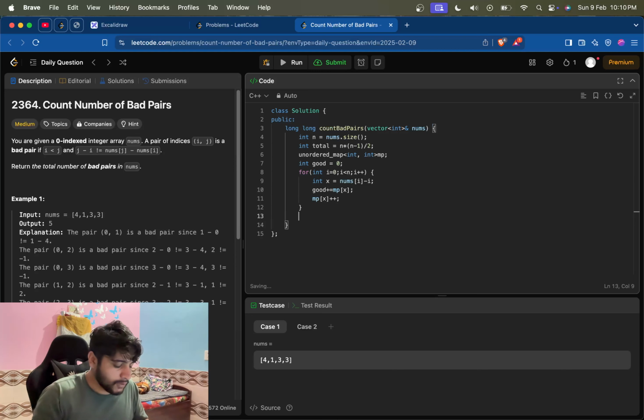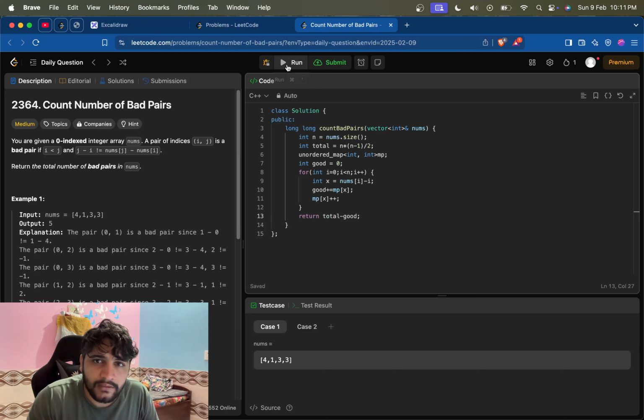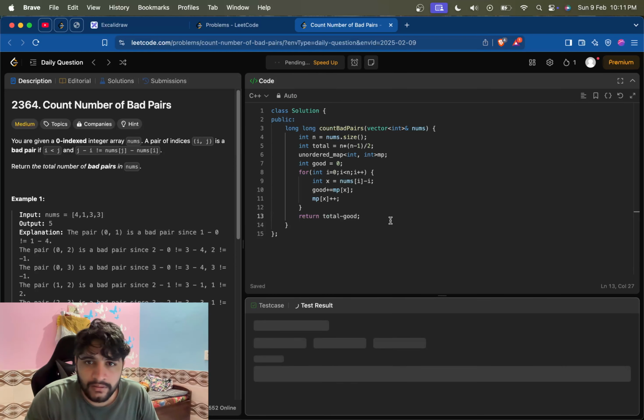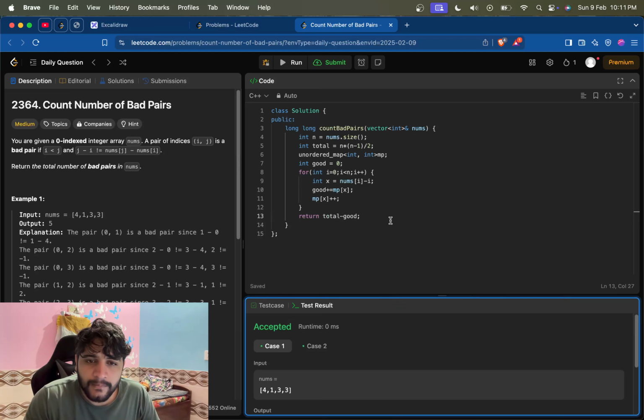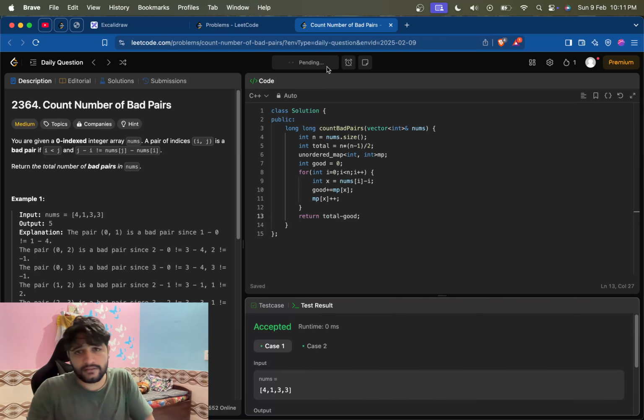So the answer will be total minus the number of good pairs. That will give us the bad pairs. Correct. So let's just run it. Yeah, and it's correct.